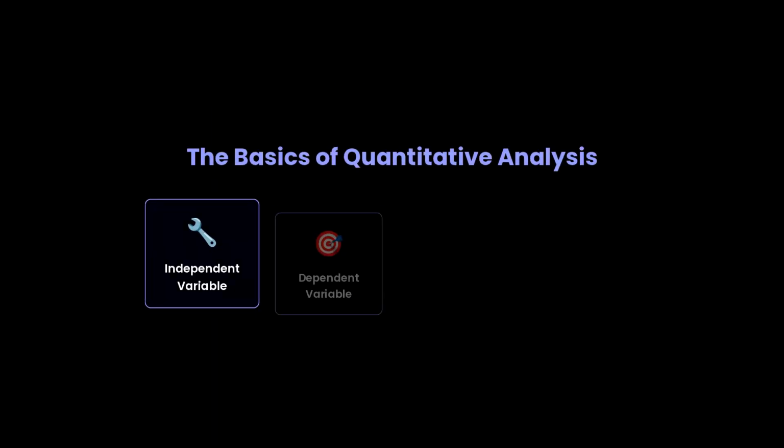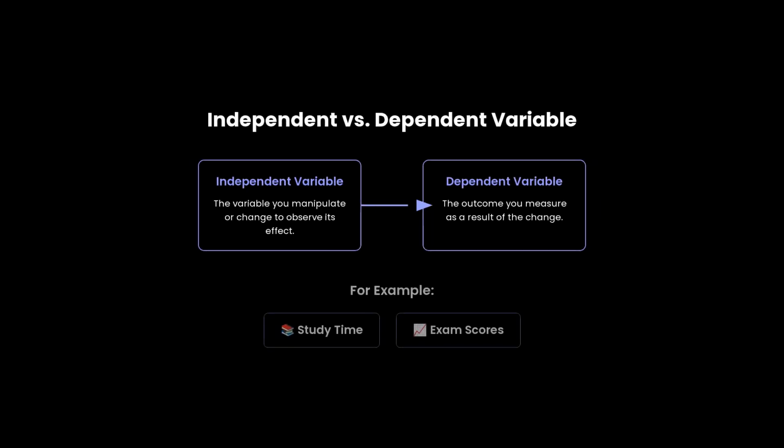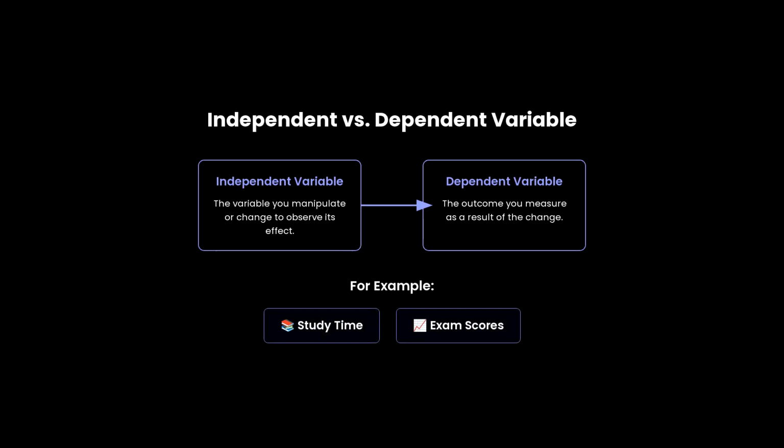Next, let's dive into the basics of quantitative analysis. Understanding key concepts like dependent variables, independent variables, moderating variables, and mediating variables is crucial. The independent variable is what you manipulate or change to observe its effect, while the dependent variable is the outcome you measure. For example, in our hypothesis about study time and exam scores, study time is the independent variable, and exam scores are the dependent variable.